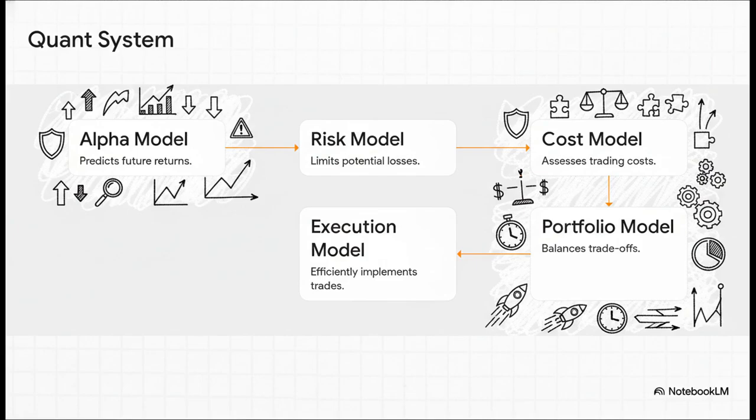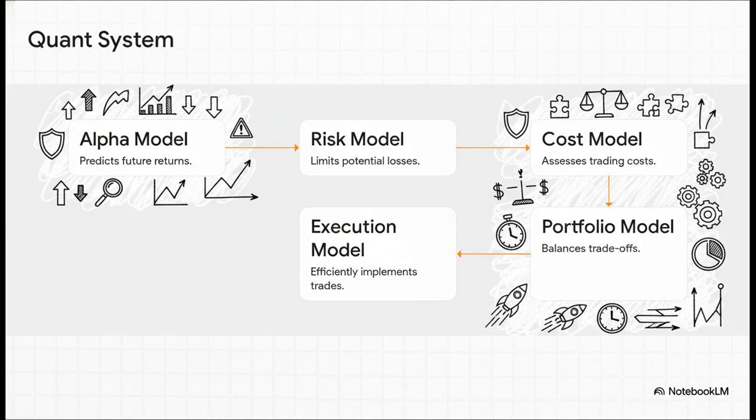A full quant system is basically built from 5 main parts that all have to work together. It kicks off with the alpha model. Its job is to predict what's going to happen next to find the opportunity. That idea then gets run through a risk model to make sure you don't lose your shirt. After that, the transaction cost and portfolio construction models team up to figure out the smartest, most efficient way to put the trades together. And then finally, the execution model takes that whole plan and actually does it in the real market.